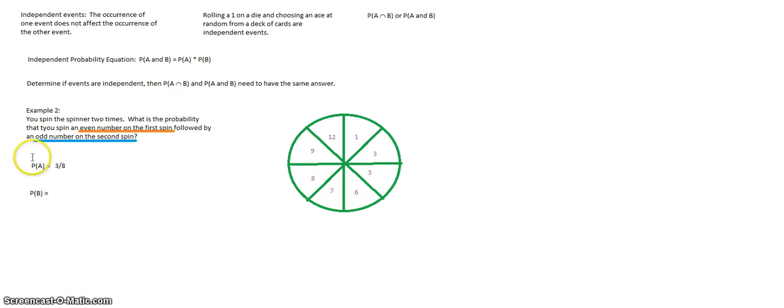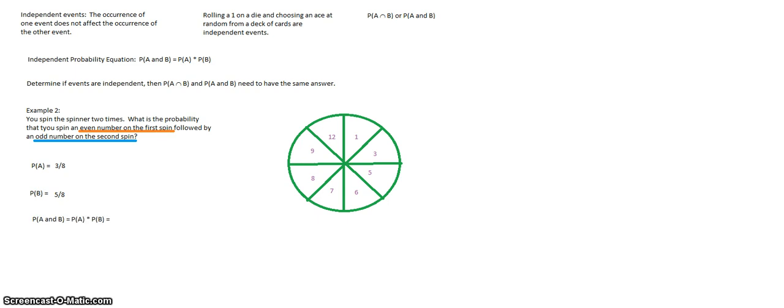Now, for the probability of event B, spinning an odd number. I'm going to look over here again and count how many odd numbers I have. I've got 1, 2, 3, 4, 5. I've got 5 odd numbers. So the probability of spinning an odd number is going to be 5 out of 8.